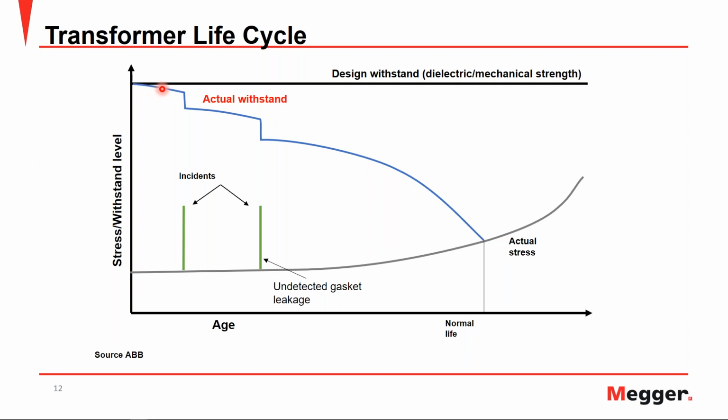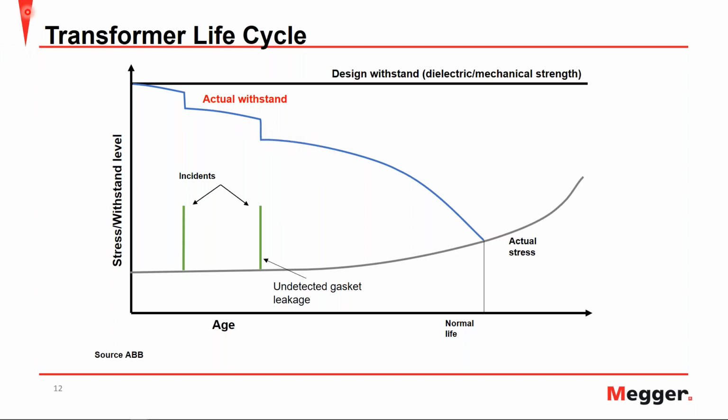and we can see some normal deterioration just by normal aging, and then we see this abrupt dip here, and this is due to the incident seen in green. This could be a fault, or in the case of this incident, a defect in the form of an undetected gasket leakage. We see another abrupt drop in our withstand, and this undetected gasket leakage is going to introduce moisture and air into the insulation, and now we can see a more abrupt decay in our withstand as life goes on.